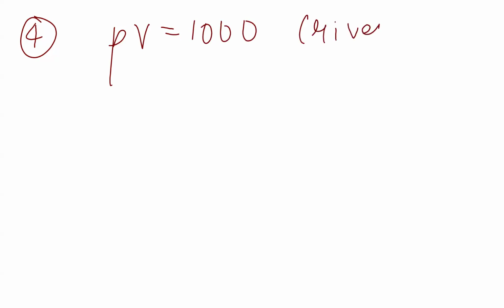A balloon contains a certain mass of gas whose volume is V centimeter cube, and whose pressure is P Newton per square centimeter. It is known that P and V obey the law PV is equal to 1000. So PV is equal to some constant, and that constant is 1000. P is pressure and V is the volume.